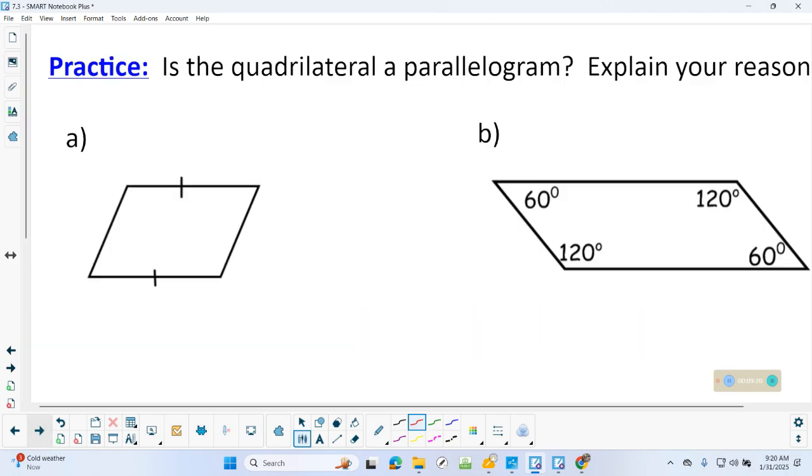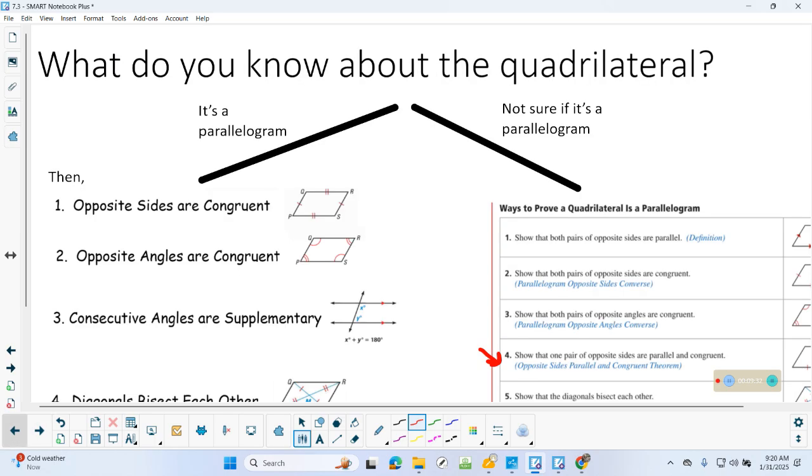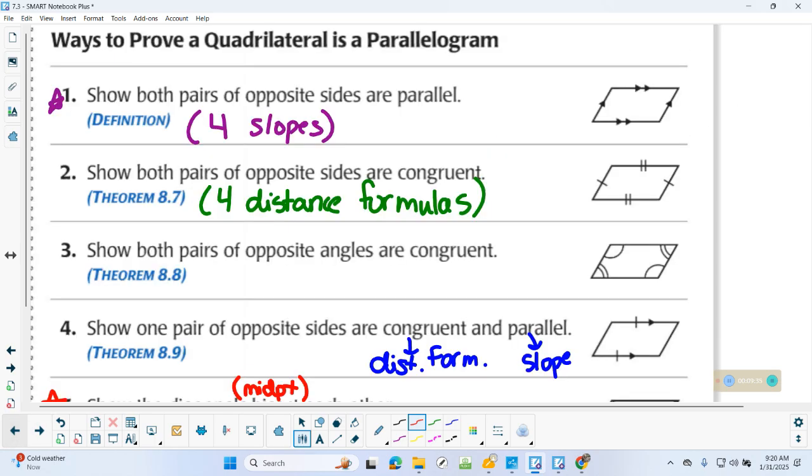Let's look at it. Is the quadrilateral a parallelogram? Well, what's the only thing they have marked on there? Opposite sides are what? Congruent. I have one pair, only one, top and bottom, not left and right. One pair opposite sides congruent. Is that on our list? One pair opposite sides congruent. Is that anywhere on this list? No, so we don't have enough information.